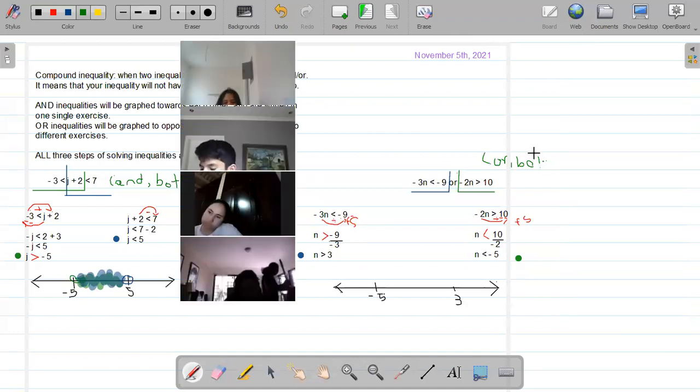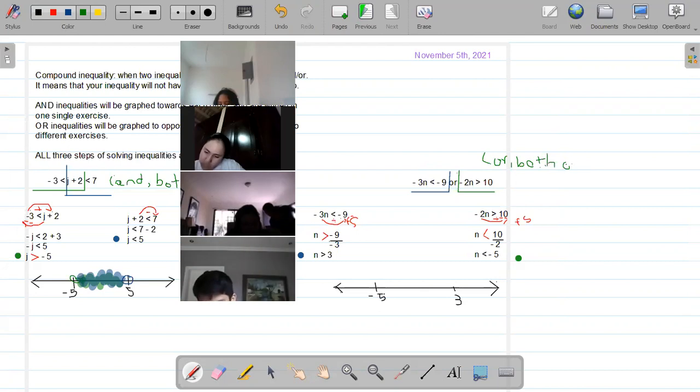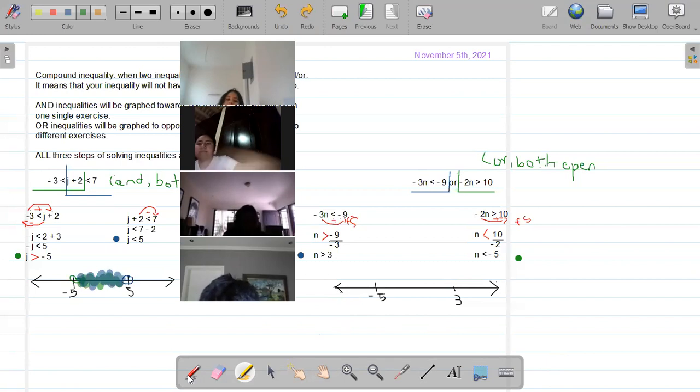And yes, Isabella? Yes, I have a question. What if one of them was closed and the other one was open? Would that change anything? It will just change that you're going to graph one with a painted circle on top of it. That would be it. Just for example, if this was or equal, and that one would have been closed, you are going to graph that one with a closed circle. That would be the only difference. But in this case, they're both open. So we're just going to graph both of them with the open circle.